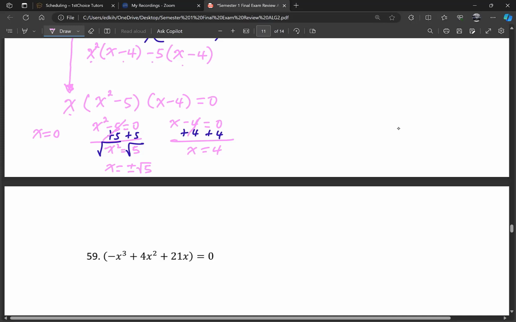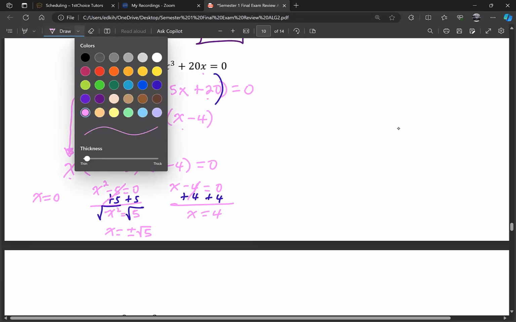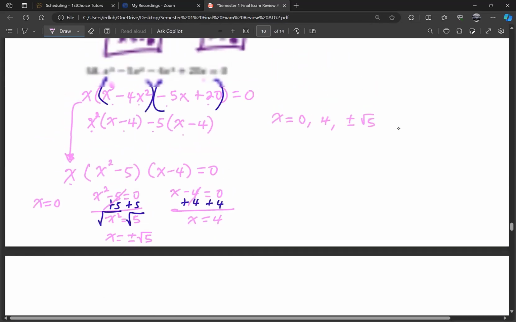So we have 4 answers to this question, as we should have. Why? To the 4th power means we should have 4 answers. Well, what are those answers, you probably are asking. x equals 0, 4, and plus or minus root 5. Those are the 4 answers: 1, 2, 3, 4. That would be your answer to that question.